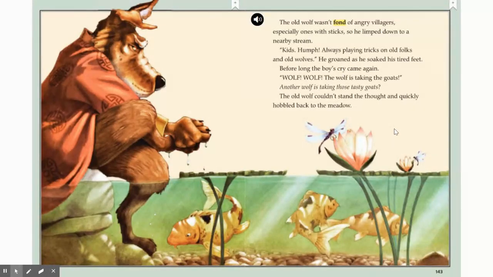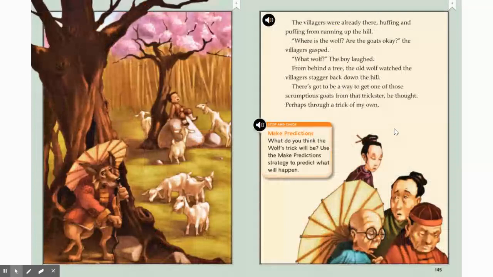And he had to go back and see. But he was tricked yet again. There was not another wolf there taking the goats, and instead he had walked up the mountain again for nothing. So he decided, it's time to come up with a trick of my own.